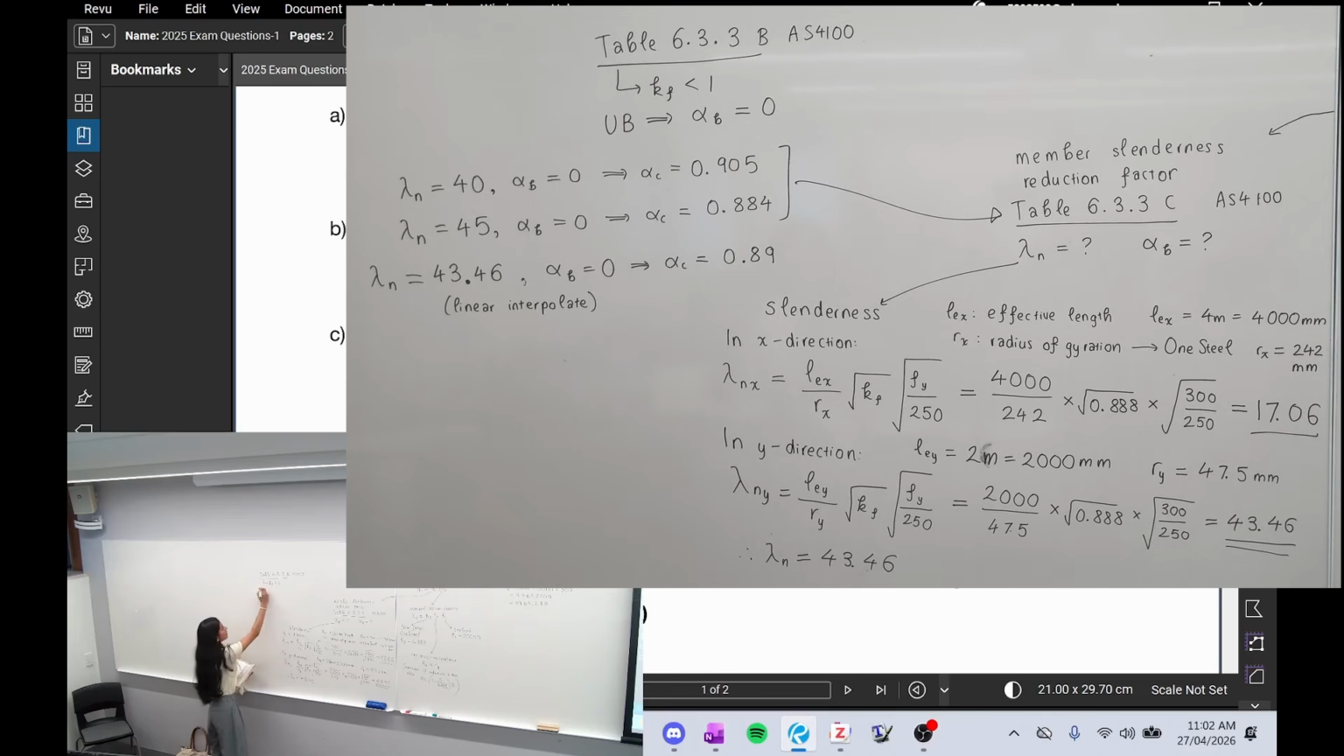So from this table, all we need to know is what kind of section it is. It's given to us, our section is obviously a universal beam. So just reading off the table, we'll have alpha b is equal to 0.